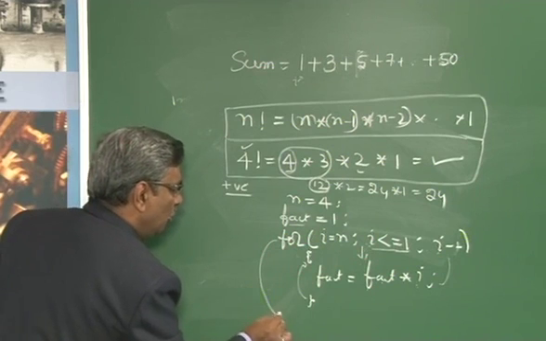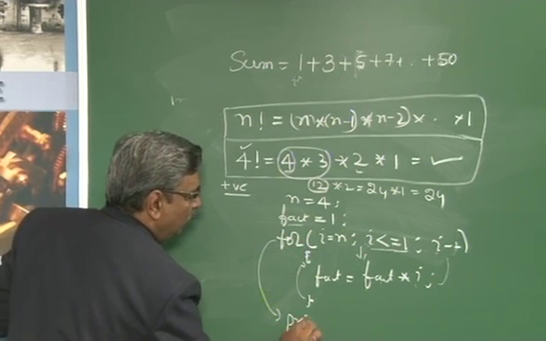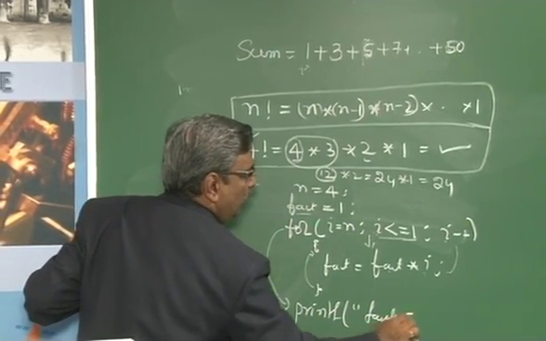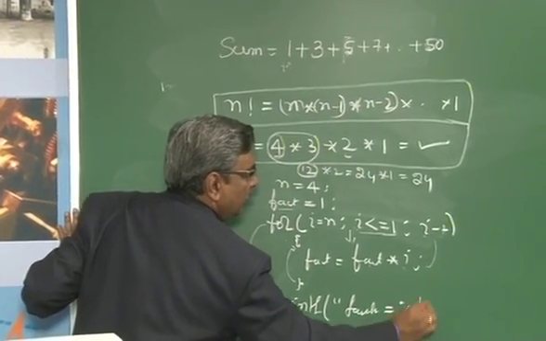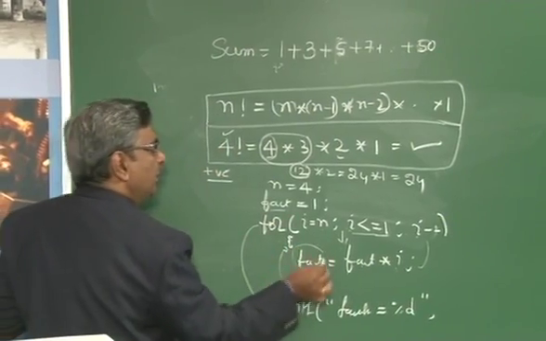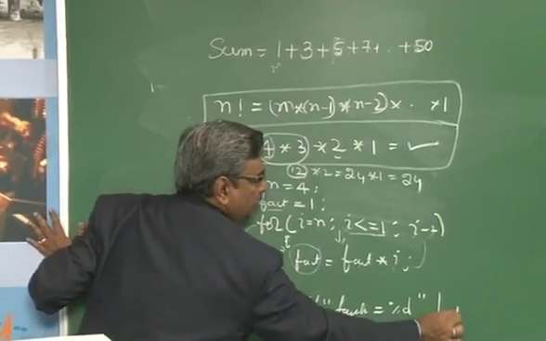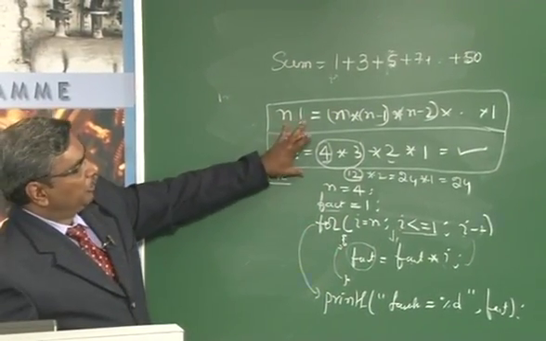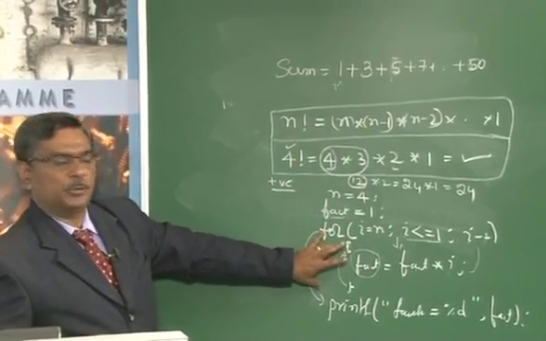Take the control outside the loop and printf the value of factorial equal to %d, and the result is available in this variable, you print it. So this is a simple logic, whatever you understood, that can be worked out.